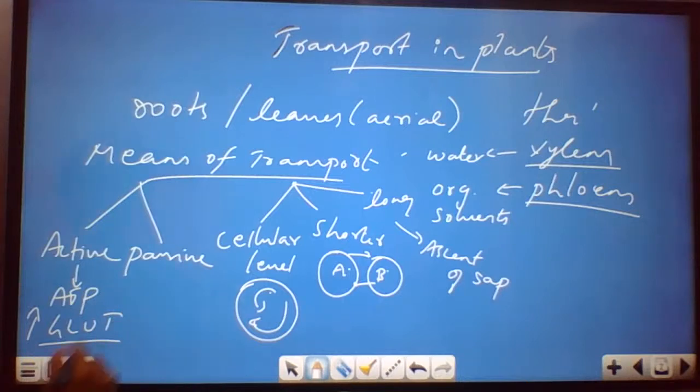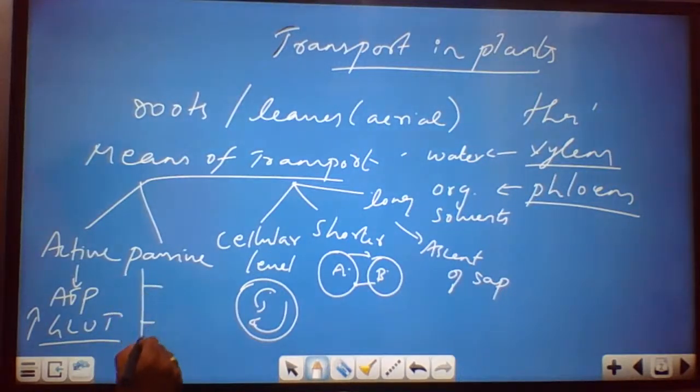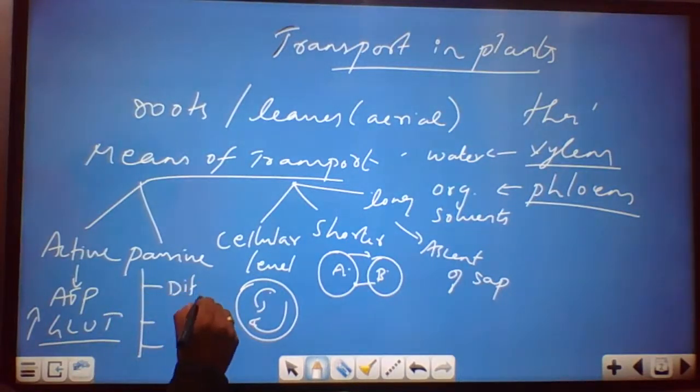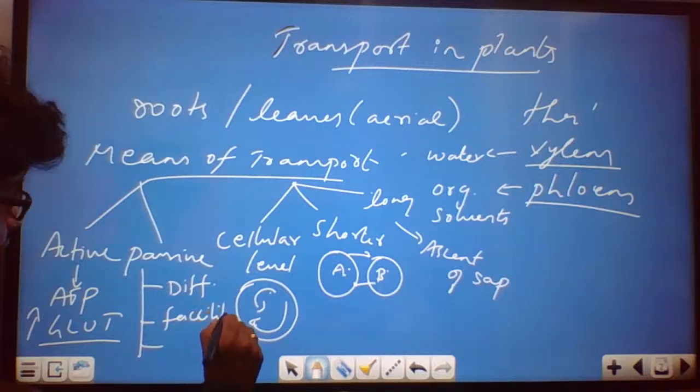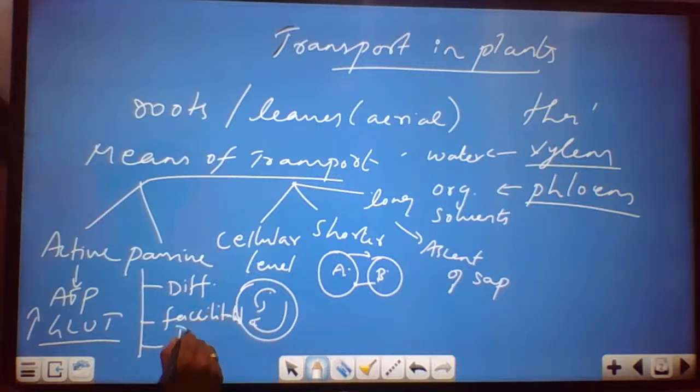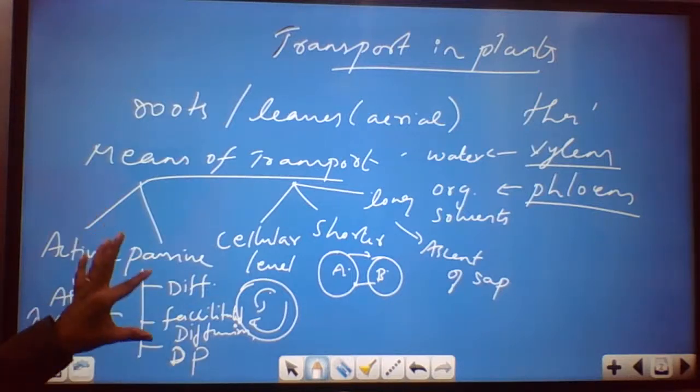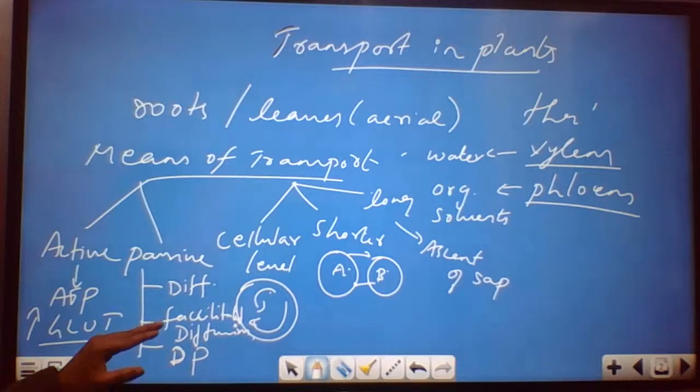But coming to passive transport, the types of passive transport: we have diffusion, and we have facilitated diffusion, and we have the diffusion pressure. We call it DP. So we have another mechanism called diffusion pressure. So there are three different types of passive mechanism that you could see.